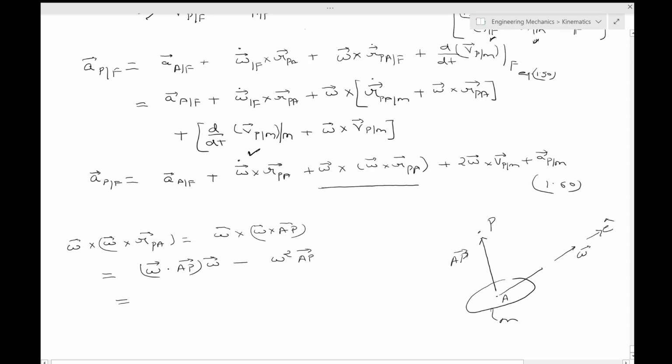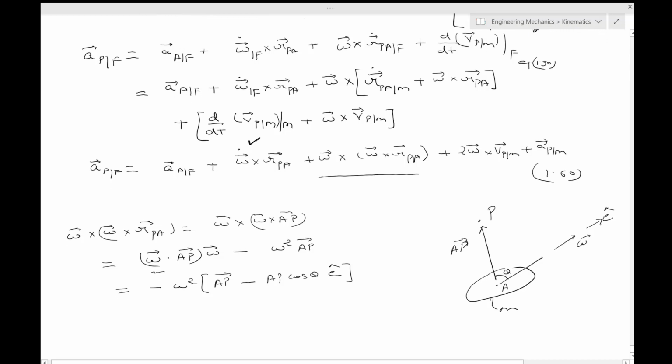Okay, and then you take a minus sign, we can write it as AP minus AP without the vector sign, because omega dot AP is omega AP cos theta, where theta is the angle between AP and omega. So this is AP cos theta in the direction of E hat. So that's what we can write over here.